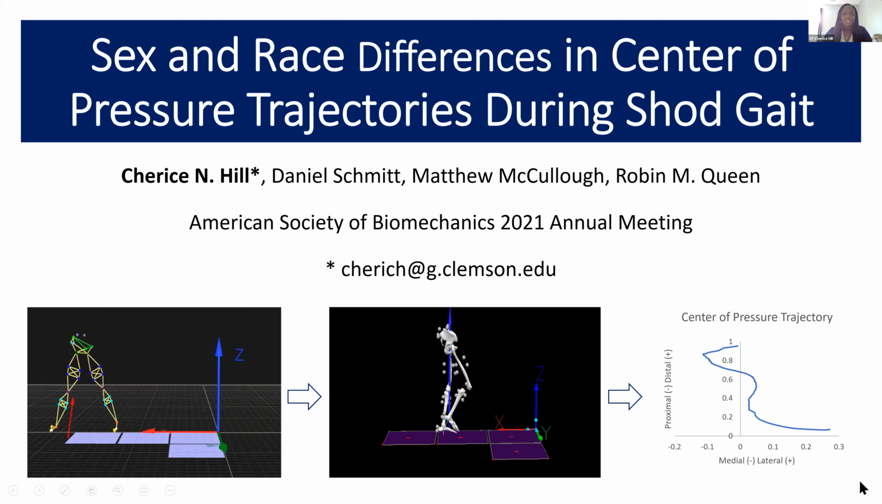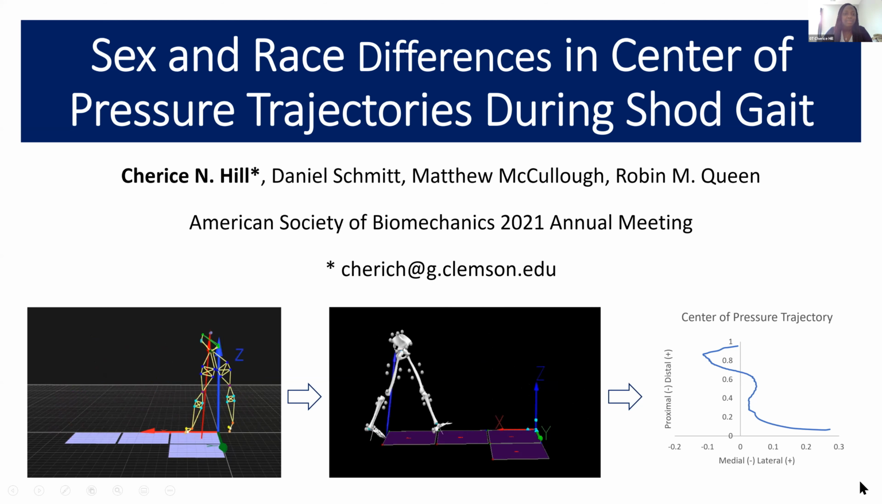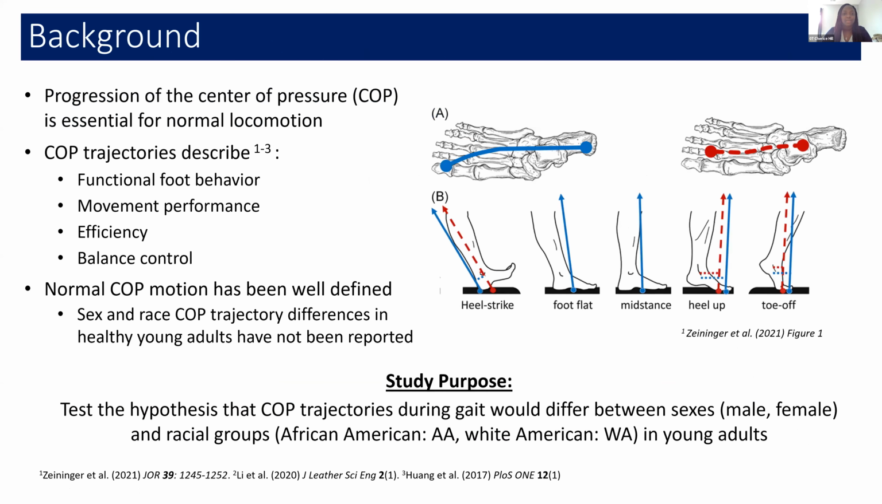Thanks so much for that introduction again, and thank you all for coming to this session. Again, my name is Charisse Hill, and I'll jump right on in. So progression of the center of pressure, or COP, is essential for normal locomotion, and we know that COP trajectories describe functional foot behavior, movement performance and efficiency, and balance and stability control.